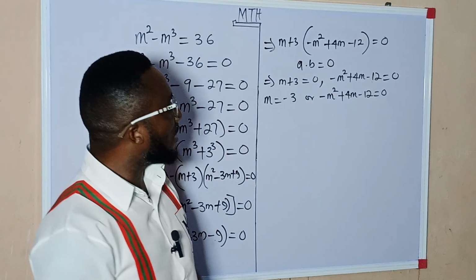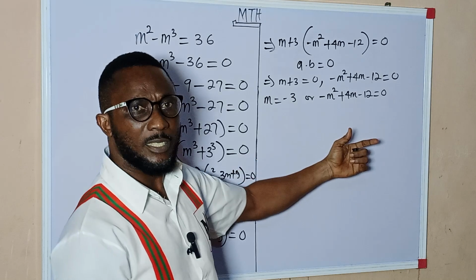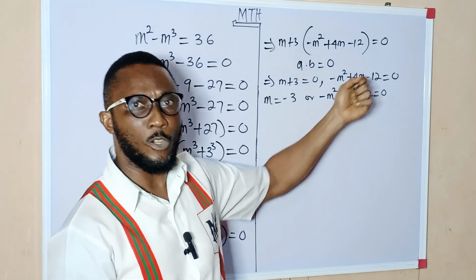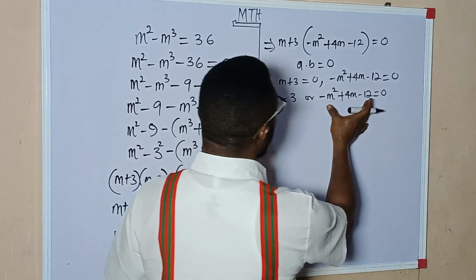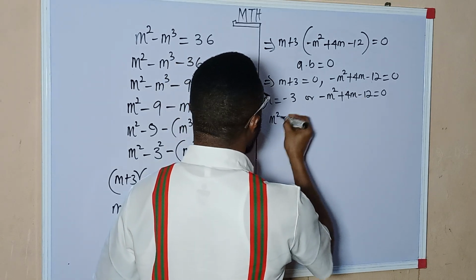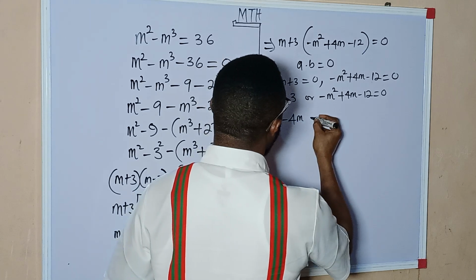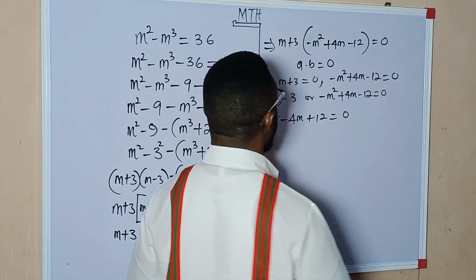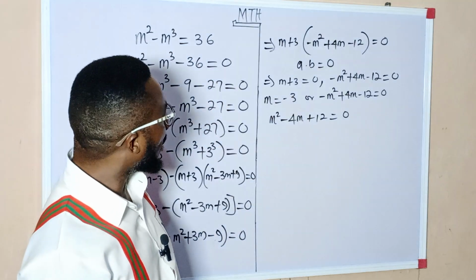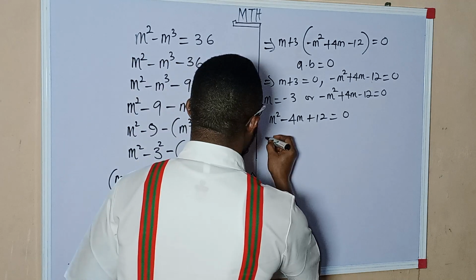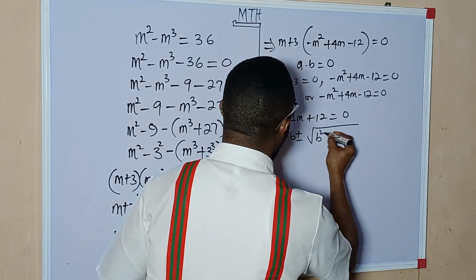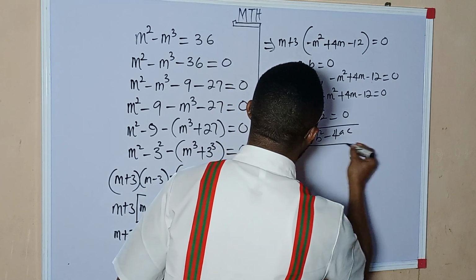Now, we often advise students to make sure that a quadratic equation is in standard form before applying a formula or even factorizing. So I can decide to multiply every term here by negative 1. So that's going to give us m squared minus 4m plus 12 equal to 0. So we shall solve this quadratic by using the formula method because this cannot be factorized. So the value of m will be negative b plus or minus the square root of b squared minus 4ac, upon 2a.